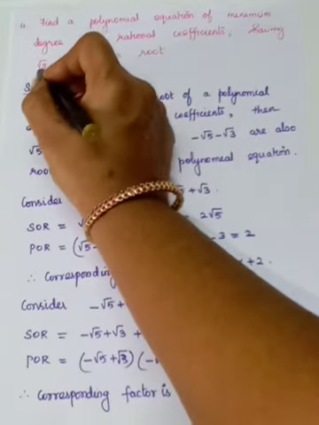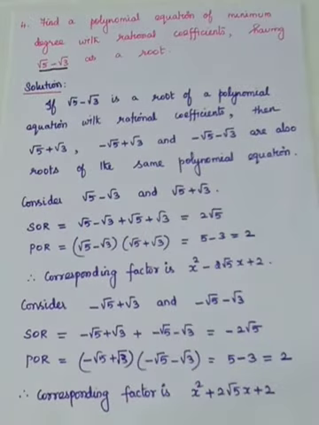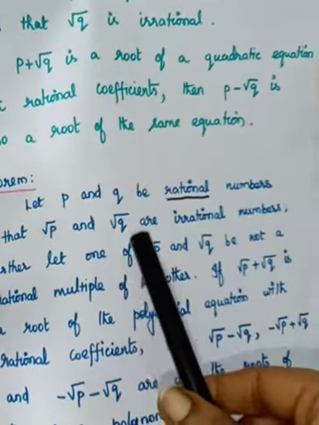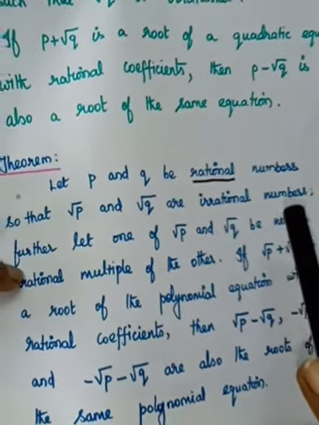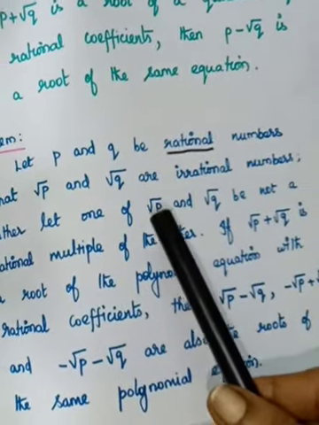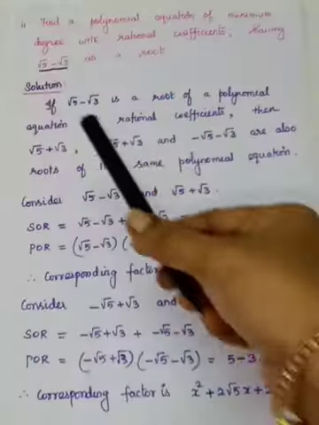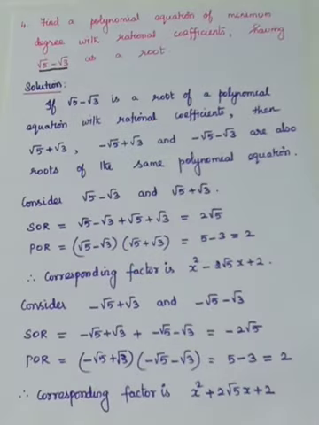You see the root? Root 5 minus root 3. Okay. So we have studied one theorem. What is that theorem? In irrational roots. P and Q are rational numbers, so that root p and root q are irrational numbers, and let one of root p and root q be not a rational multiple of the other. Root 5, root 3. So we can't write one as a rational multiple of the other.